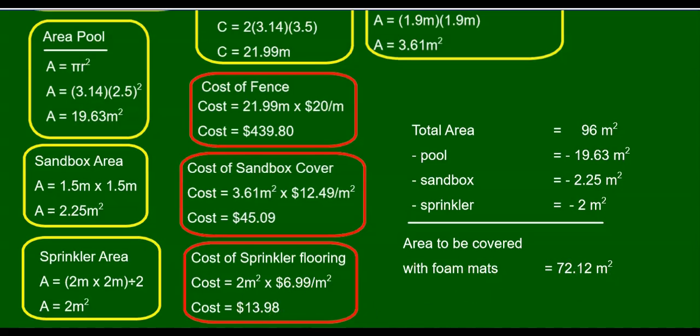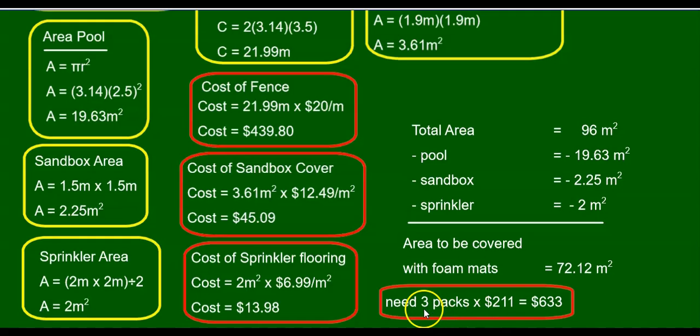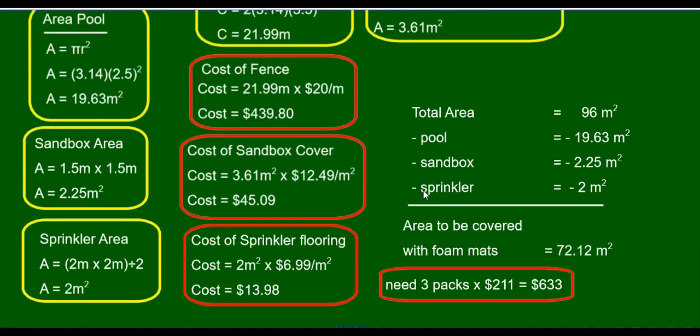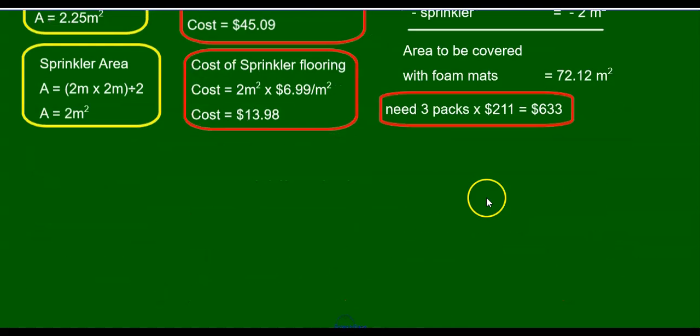So how much is that going to cost? So 3 packs, 3 times 25 is 75. We're going to have enough meters squared in 3 packs. That's $211 for each pack. So that's $633 for the foam mats. So now we have all our costs in red. We're going to add them all up, and that will be the total cost of renewing the daycare center.